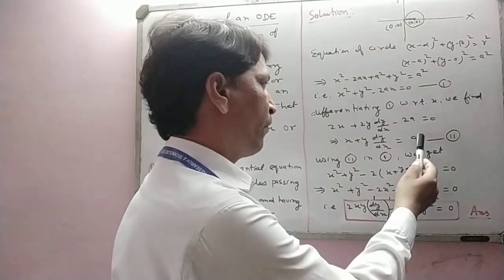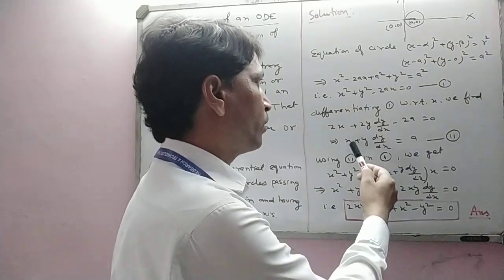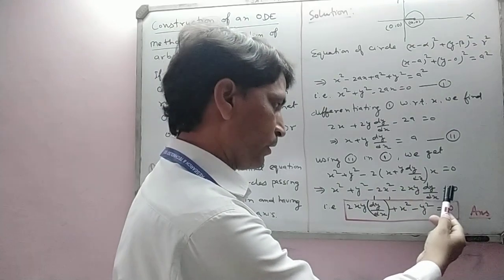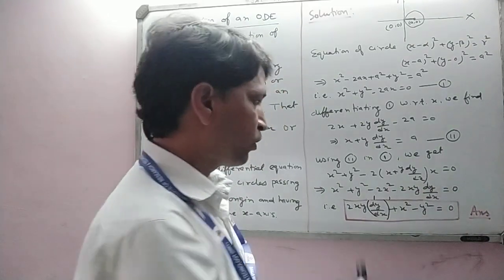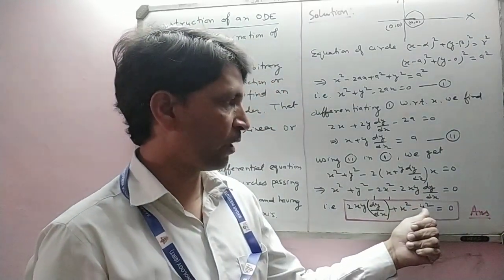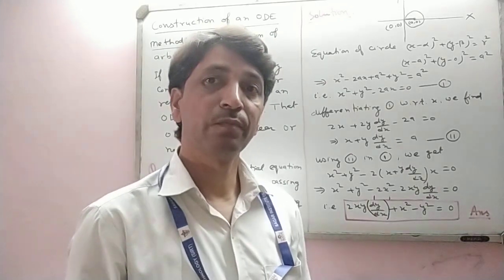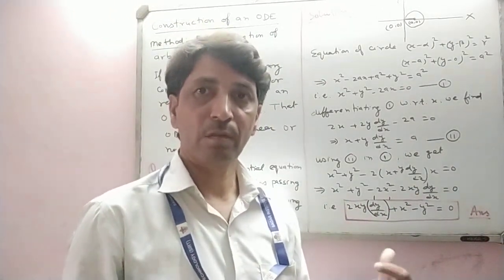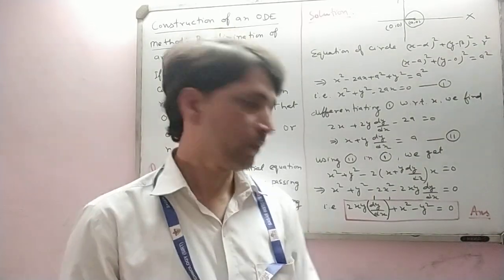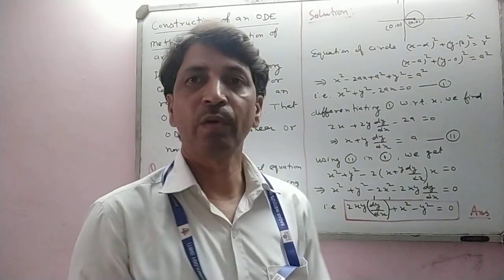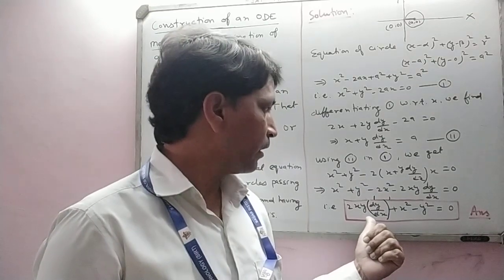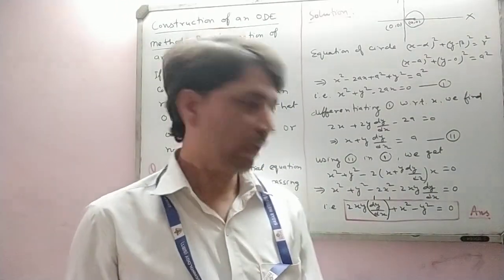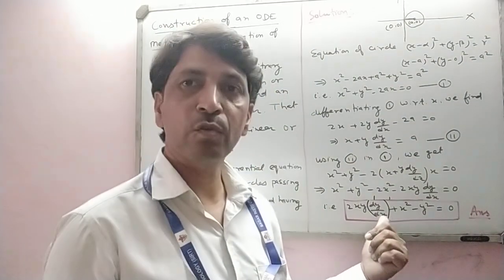When we put the value of a equal to this in equation 1, it becomes this equation. It can be written as 2xy dy upon dx plus x square minus y square equal to 0. It consists of the derivative dy upon dx. Its order is 1. Also its degree is 1. So this is a differential equation of order 1 and degree also 1.